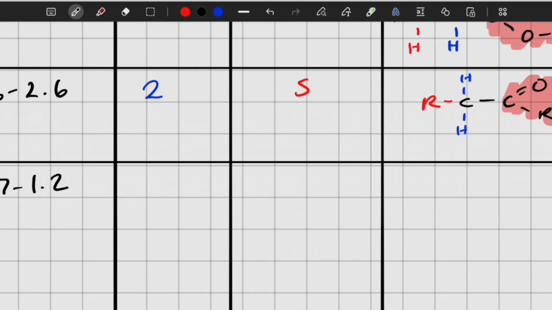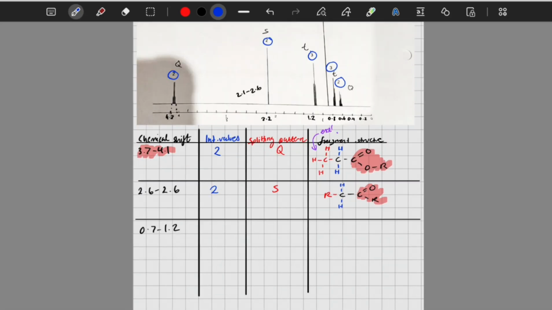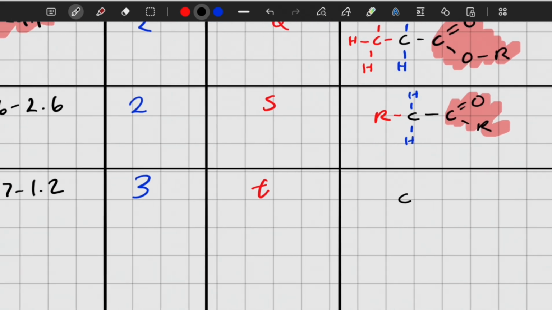And the integration value is 3. And it's a triplet, meaning n-1 rule. There's 2 hydrogens on the adjacent carbon. So if I was going to draw it out. Okay, this looks like an ending as well. Just to note that down.